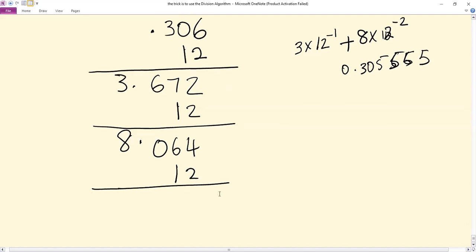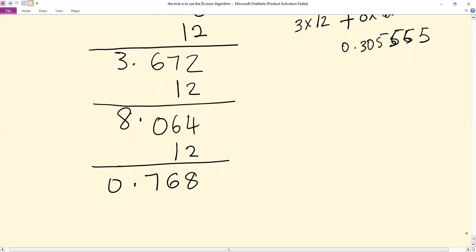And then if you multiply the next, this one by 12, then you'll have 0.064 times 12. That will give us 0.768. And then when you multiply this by 12 again, you get 9.216.